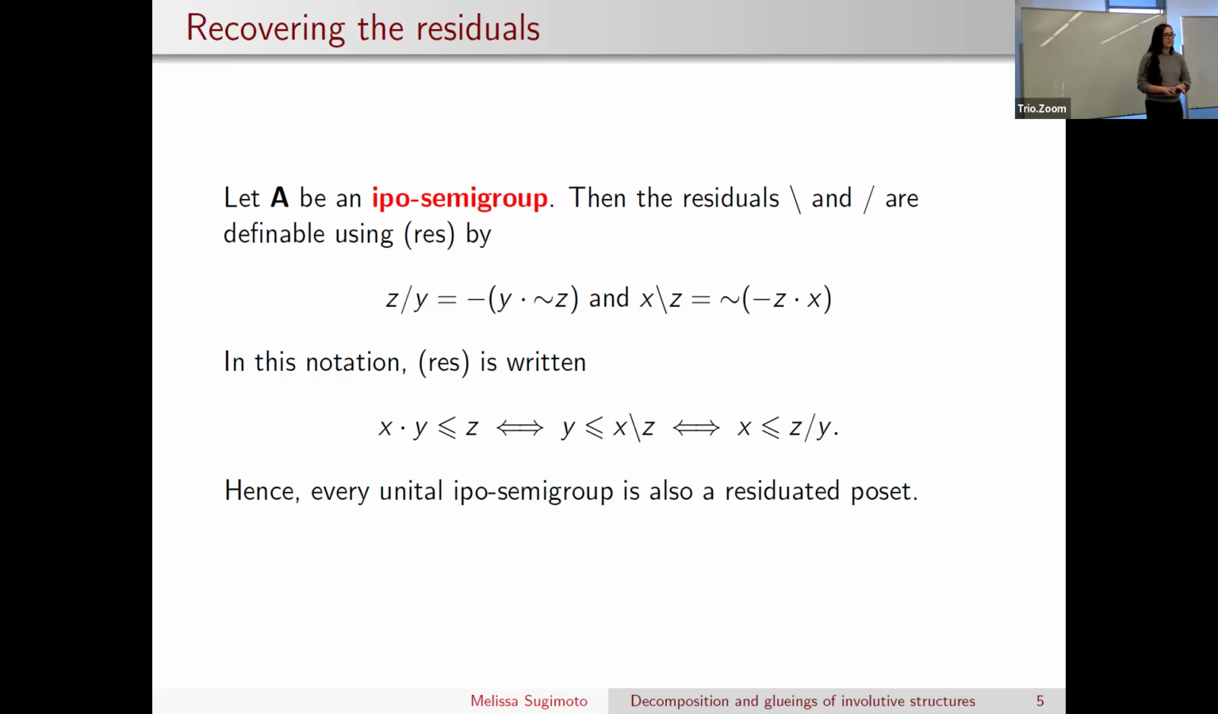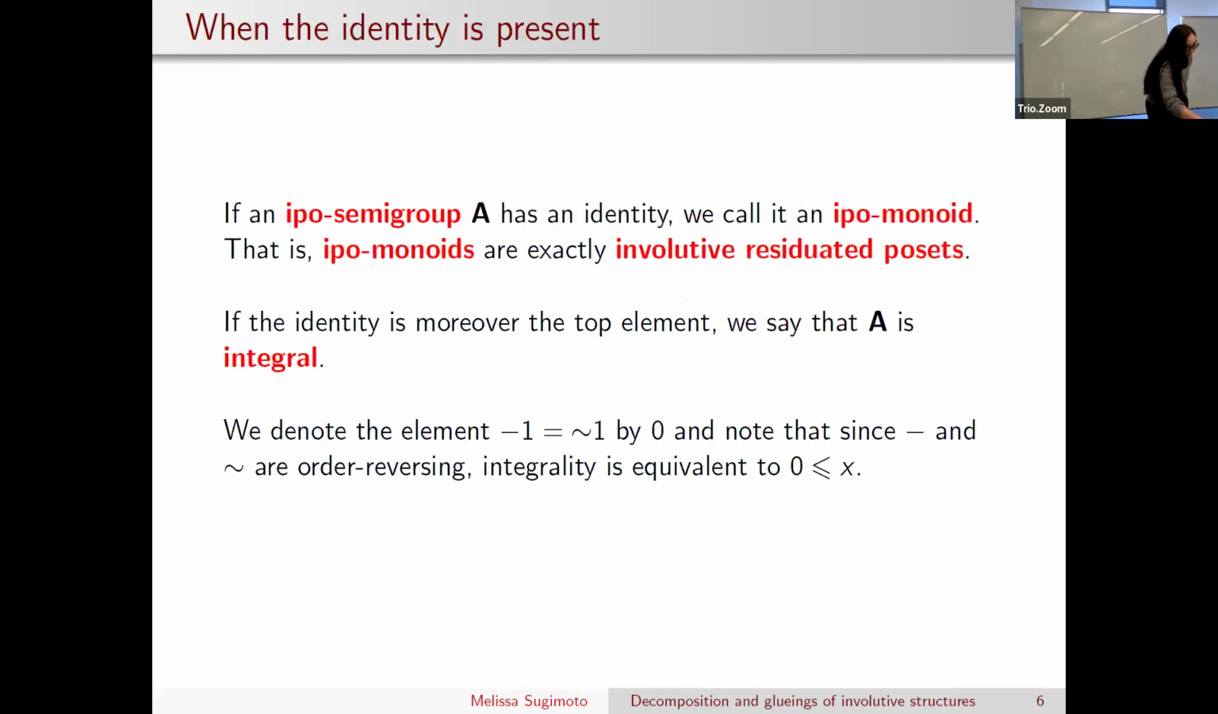And so what we get out of this is that every unital ipo-semigroup, so every ipo-semigroup that has a global identity, is also going to be a residuated coset. And that's how we sort of go back from the things we're working with to the things we started with. And that goes the other way as well, right? If you have a unit, then I can define the two negations.